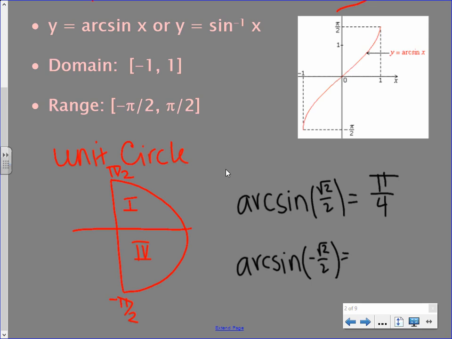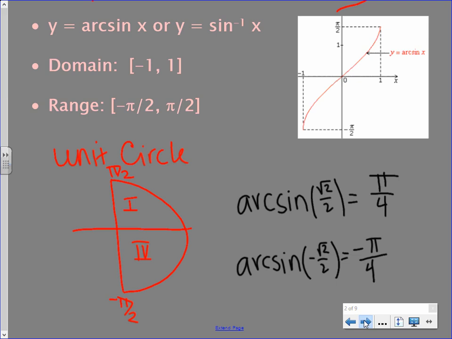Almost. It does have to come from quadrant 4, but it has to be between negative pi over 2 and pi over 2. So instead of 7 pi over 4, you have to tell me negative pi over 4. Do you see what I mean there? Okay. So it's actually kind of nice, because it's either positive in the first quadrant or negative angles down here, right? We don't really have to think about the 7 pi over 4.